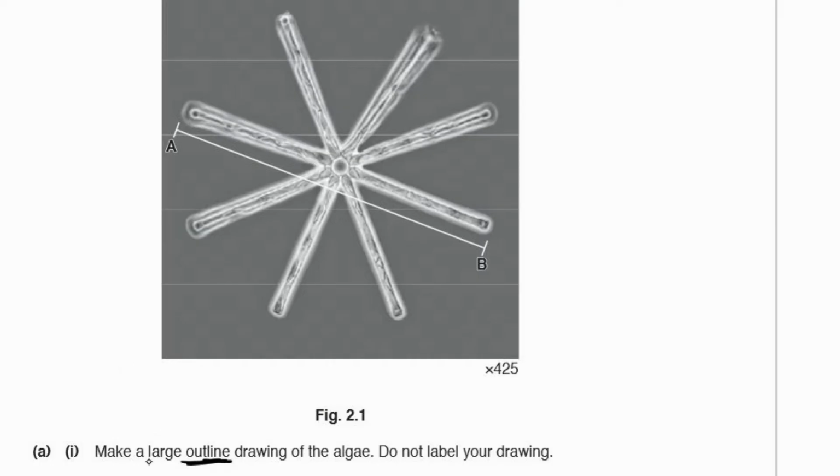Other points of this, it says large. Now large means that it needs to take up most of the space you're given. It cannot go over any of the writing though. You can't make it too big. If it goes over the writing, that's too large and you lose marks. And it says do not label your drawing, which makes that a little bit easier as well. Okay, because you might not know any of the structures.